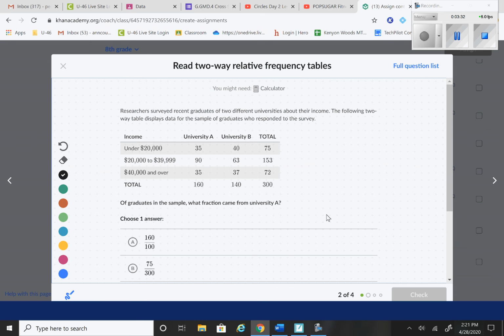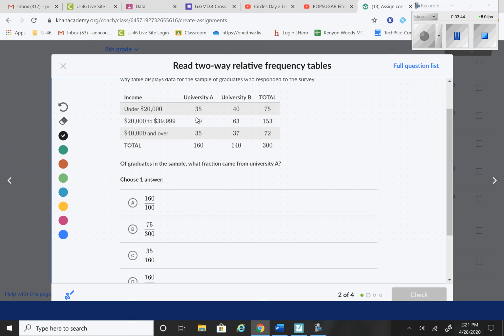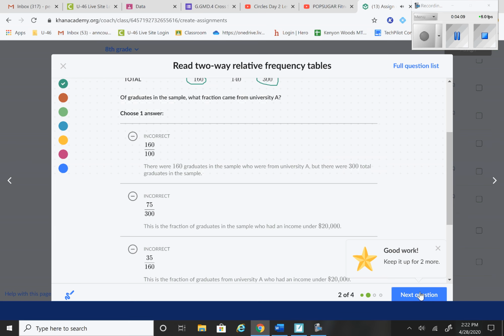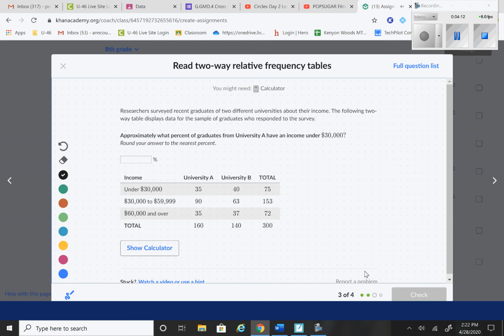It says here, researchers surveyed recent graduates of two different universities about their income. The following two-way table displays data for the sample of graduates who responded to the survey. So again, we have their income, University A, University B, and then the total. You can see that they surveyed 300 people total. Of the graduates in the sample, what fraction came from University A? So you can see that University A, this column right here, had 160 students total out of how many students altogether? 300. So 160 out of 300, here it is. Again, for Mrs. Young's class, you would reduce that fraction, but they did not reduce here. I don't know why. Let's try another one.